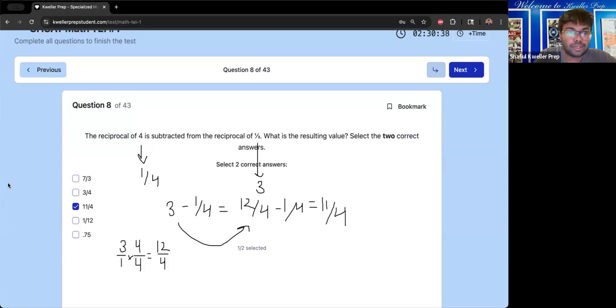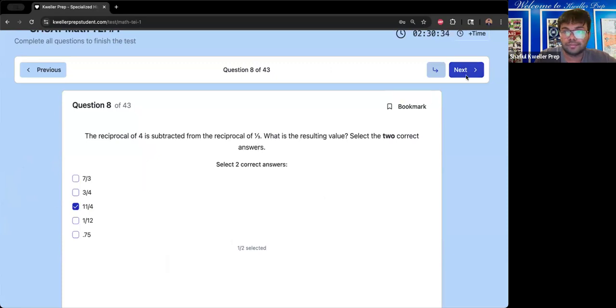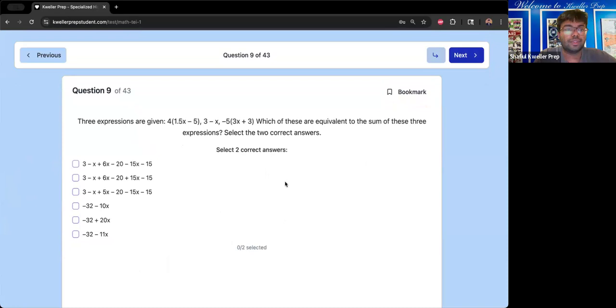Okay, let's go to the next one. Three expressions are given. Which two of these are equivalent to the sum of these three expressions? Select the two correct answers. Okay, so here we would just have to walk through step by step. We want to add these, right? It says sum of the three expressions. Okay, so we just go ahead.